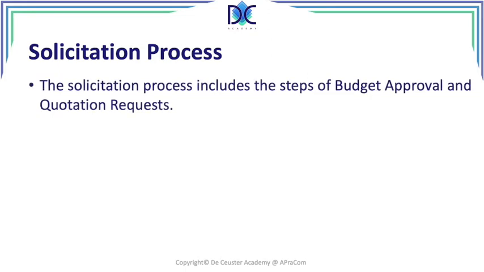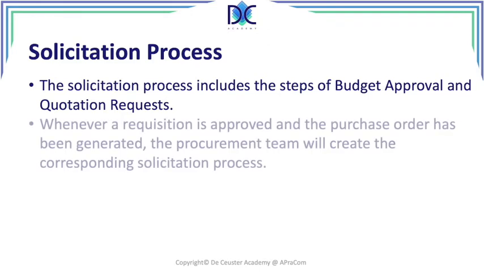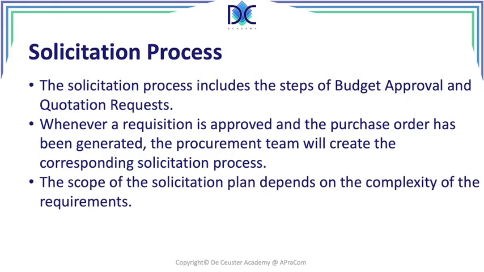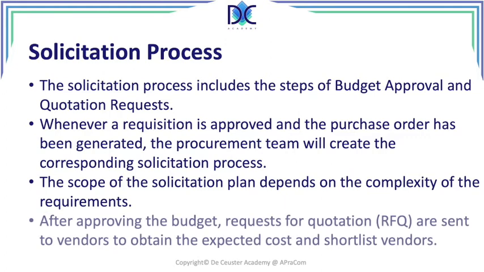We have the steps. Here we have the budget approval and quotation requests. Whenever a requisition is approved and the purchase order has been generated, the procurement team will create a corresponding solicitation process. Now we are going to really send the documents to the suppliers. The scope of the solicitation plan is, of course, dependent on the complexity of the requirements that we have. So we have to see how complex is it, what are the additional elements that we need.